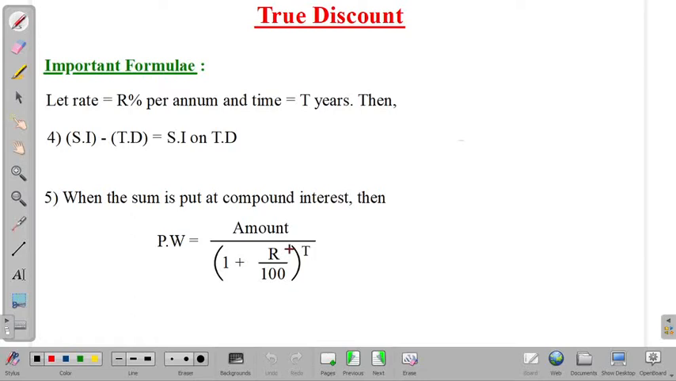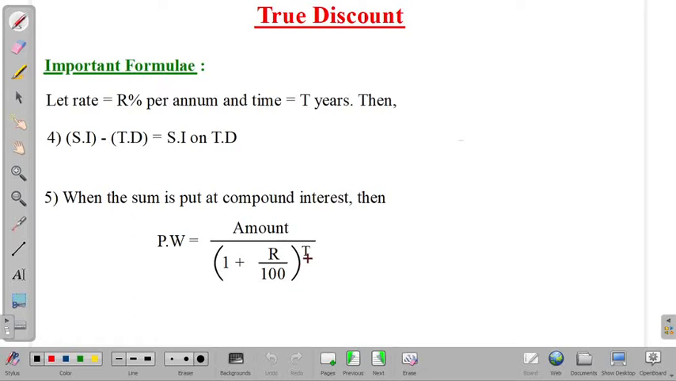Suppose the interest is compounded. Okay. Then how we can calculate the present worth? So in that case, present worth will be equal to amount divided by 1 plus rate of interest divided by 100 and power is t. T is time. Okay. This is the case when it is compounded annually.